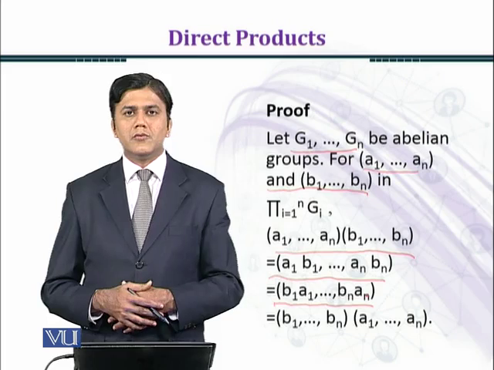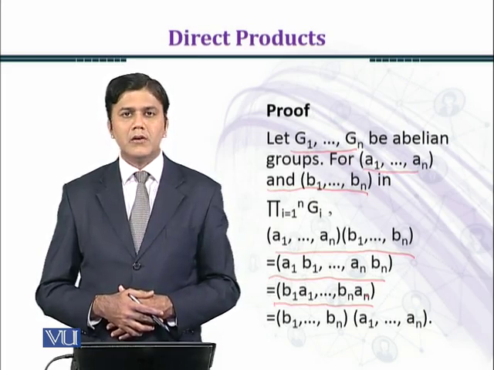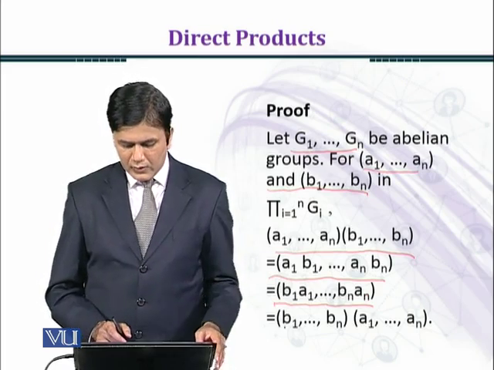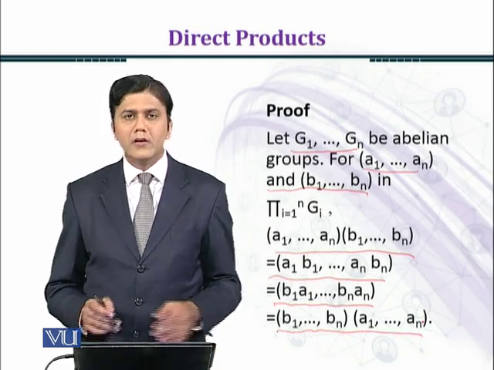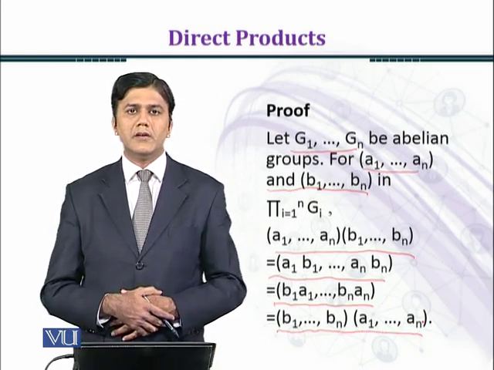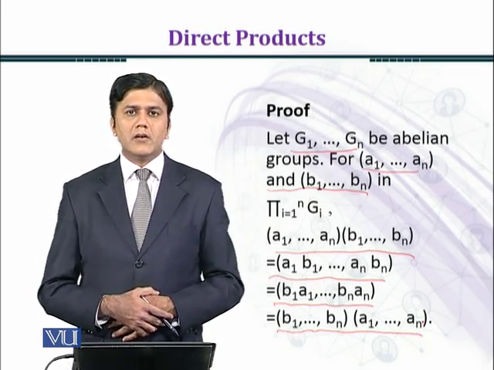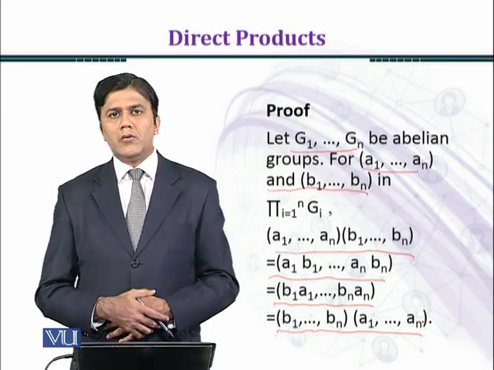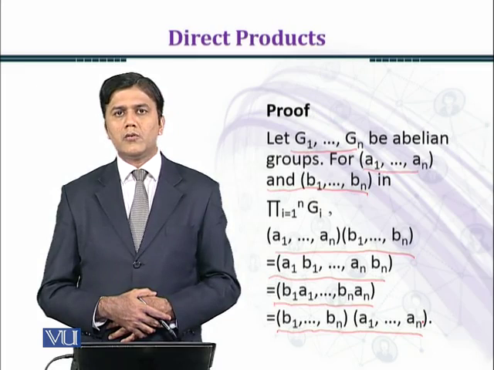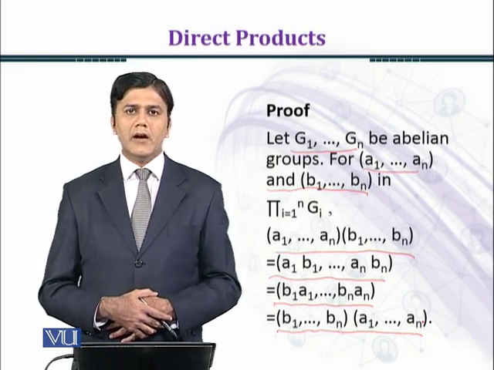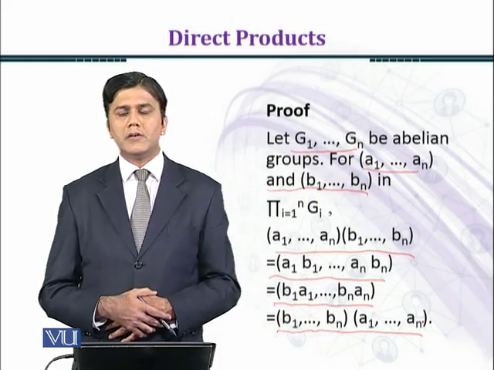Now we are using the definition of multiplication in reverse order, and we shall obtain B1 up to so on Bn into A1 up to so on An. In this manner, we have established that the commutative property holds in the direct product i equal to 1 to n Gi. And therefore the direct product of abelian groups is abelian.